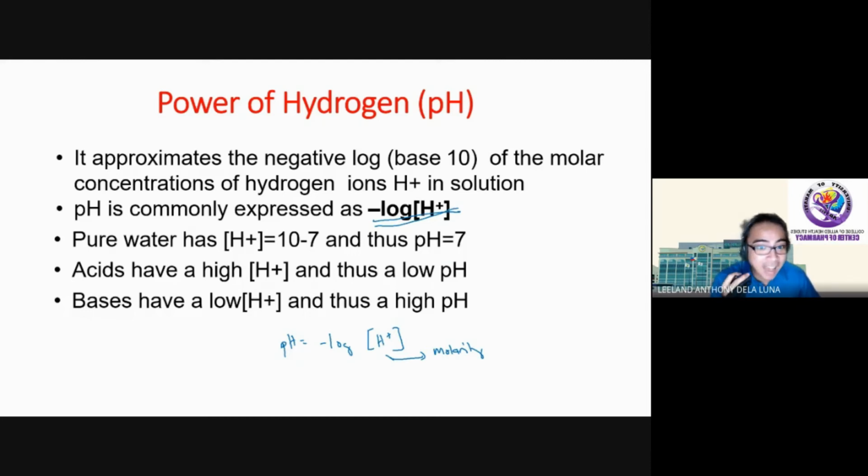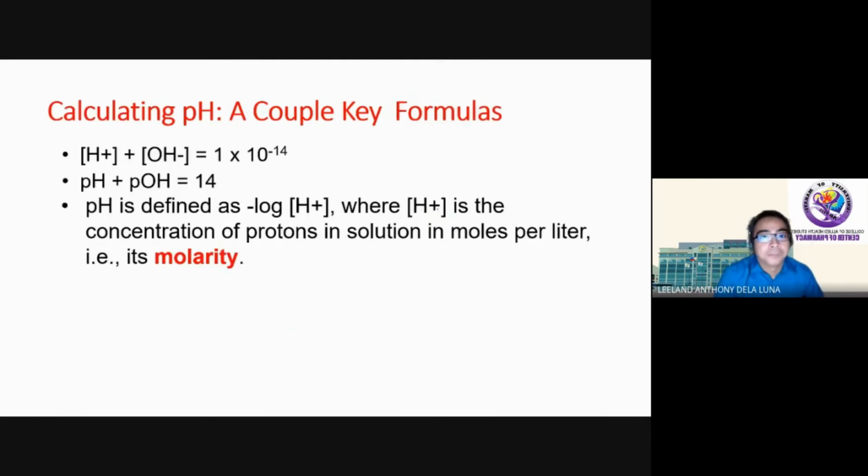So, acids have high hydronium ions, obviously, thus resulting to a low pH, while bases, on the other hand, have low hydronium ions, thus having higher pH. And most of the time, class, pure water has a hydronium ion of 10 to the negative 7. So, meaning ang pH niya is 7. Okay, pure water yun. At ang sinasabi natin, that's the neutral pH of water. Right? Okay. So some things that you have to remember here.